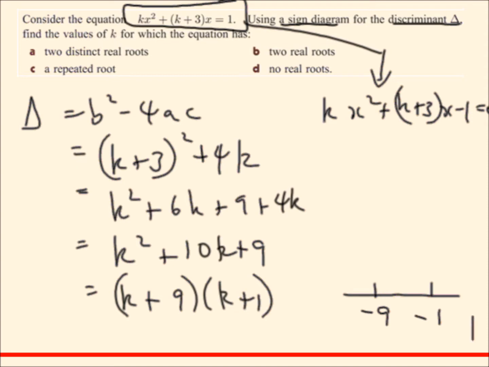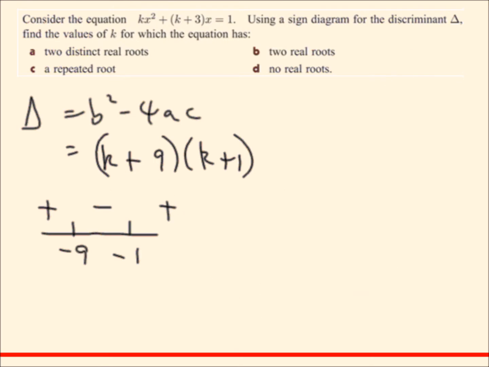So the zeros are negative 9 and 1. Choose a number over here, so 0, plug it in for k in these brackets, and we end up with 9 times 1, which is a positive value. So on the right-hand side of our sign diagram, we've got a positive, and then we alternate our signs as we have no repeated factors in our quadratic. So there's our sign diagram.